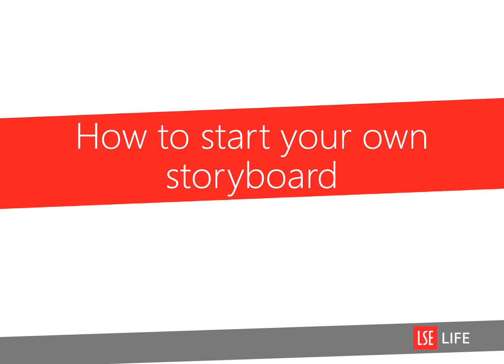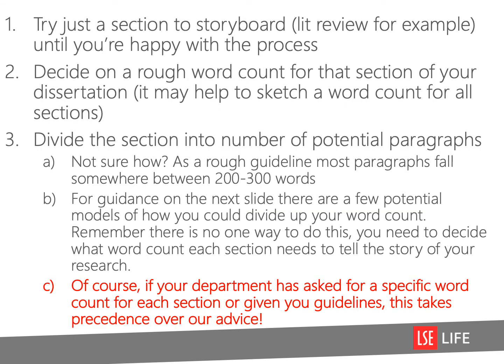So how to start your own storyboard? Well, on your first go, you might want to just try a section to storyboard, the literature review, for example, until you're happy with the process. So start by deciding on a rough word count for that section of your dissertation. You may find it helpful at this point to sketch a word count for all of your sections so you can think about how you're going to divide the sections up.